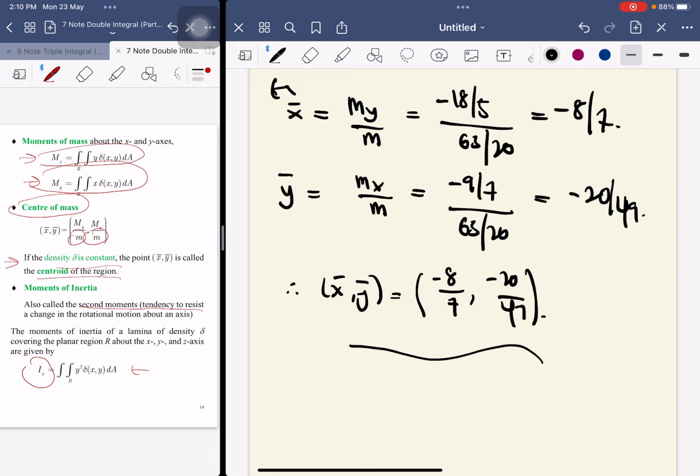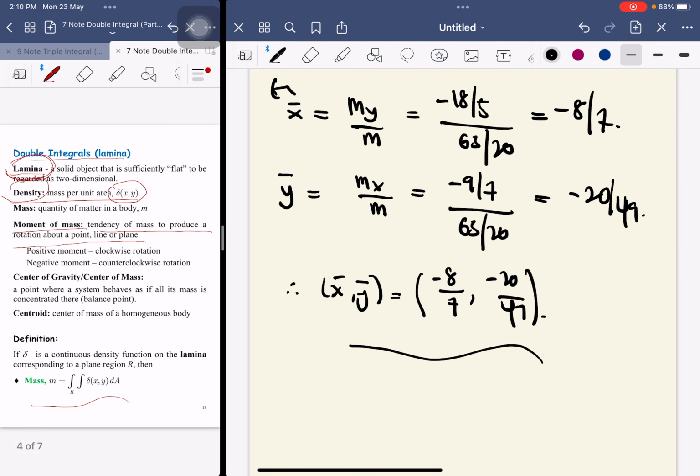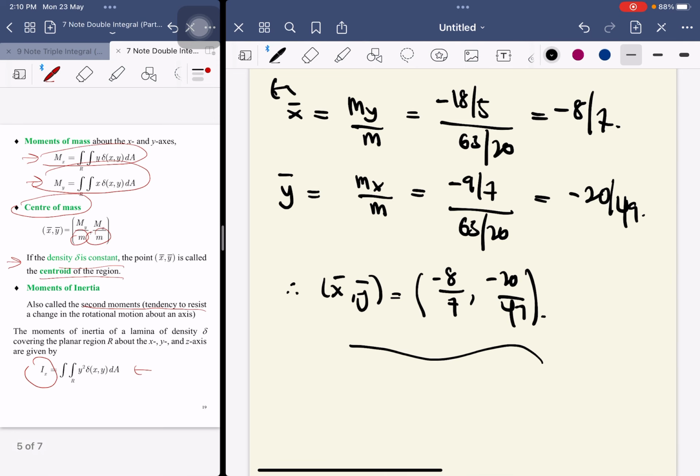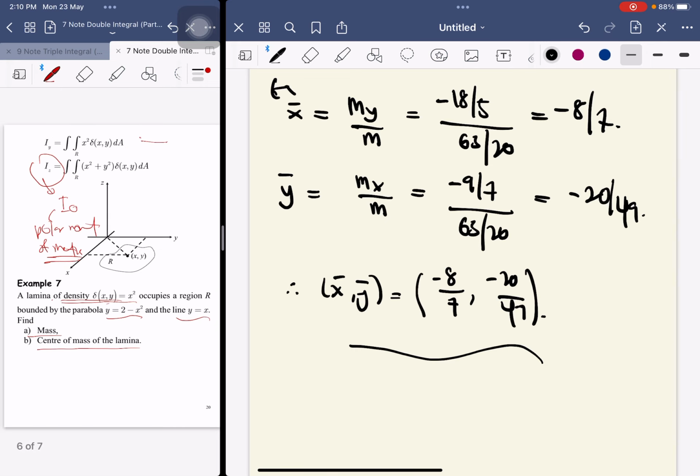So that's how we solve it if the question is about the application of double integral. No matter what kind of application that we assess during exam or any kind of question, as long as you have prior knowledge of double integral, it should be no problem for you to solve it.